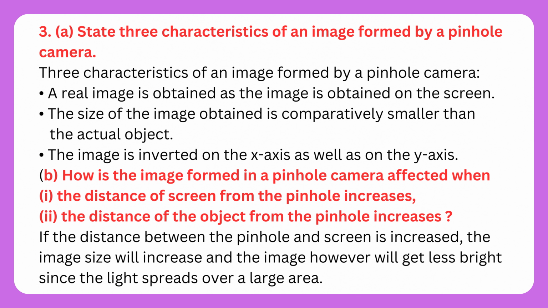B. How is the image formed in a pinhole camera affected when 1. The distance of screen from the pinhole increases. 2. The distance of the object from the pinhole increases. If the distance between the pinhole and screen is increased, the image size will increase and the image however will get less bright since the light spreads over a large area.